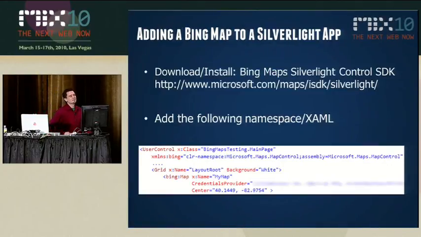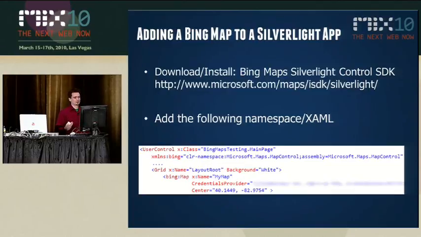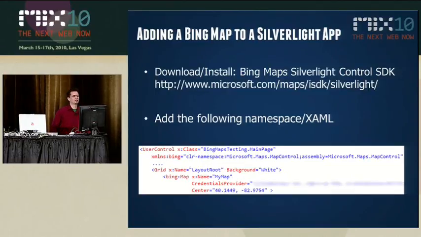OK, first, download and install the Bing Maps Silverlight Control SDK, microsoft.com/maps/isdk/silverlight, and add the following namespace to your XAML. XML namespace, I use Bing because it's helpful. Add that namespace. Then go and just drop a Bing :map and give it your credentials and give it a center point, latitude, longitude. It is literally that easy. It is amazing to use. Kudos to the Bing team for that.